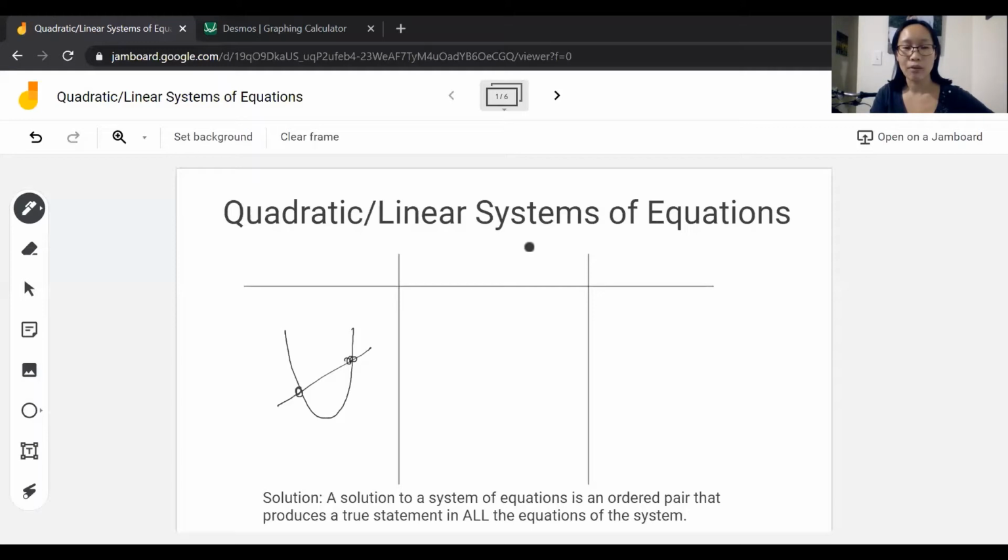We can see that we can have two solutions. It's also possible to have one solution or zero solutions. Let's take a look at what this means algebraically.